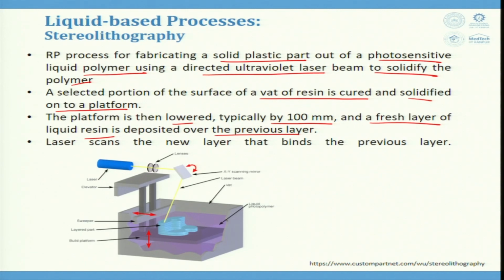So, here are the small components of this. We have a build platform. On this build platform, we have the layered part, and this is a sweeper that keeps on sweeping the component, and we have liquid photopolymer here, which is cured using a laser beam. We have an XY scanner mirror, which helps us to only cure the component area that is required for the final printing in that layer. We have an elevator for lifting the platform up, and we have lenses that help you to focus the laser on the specific part.